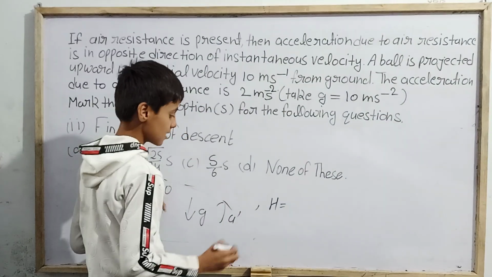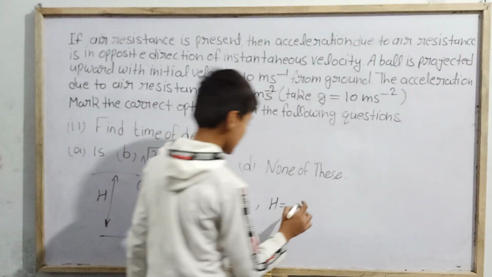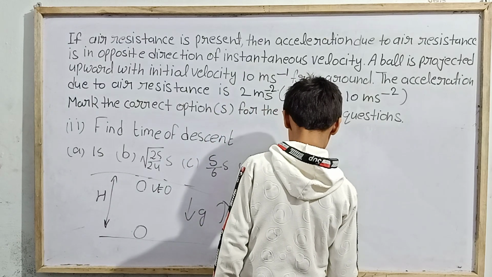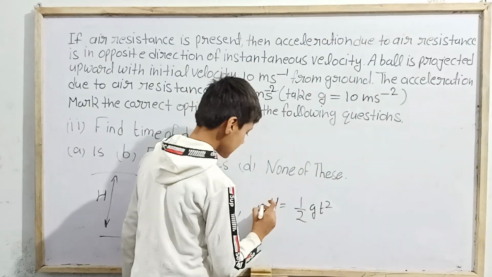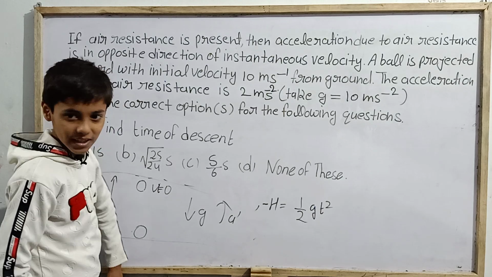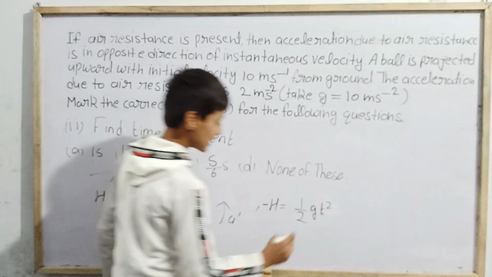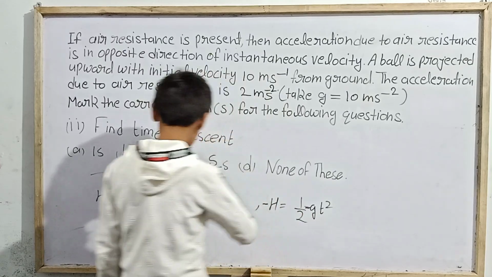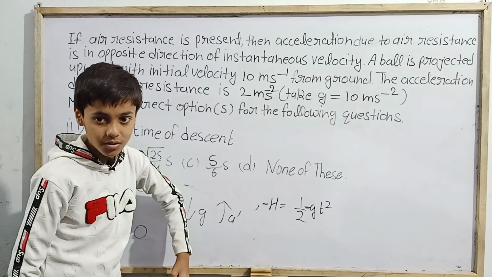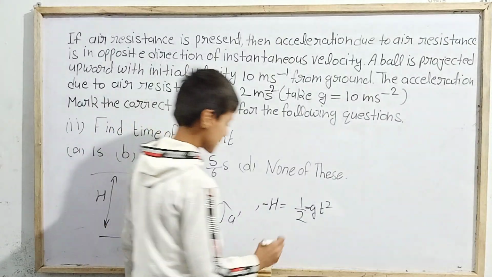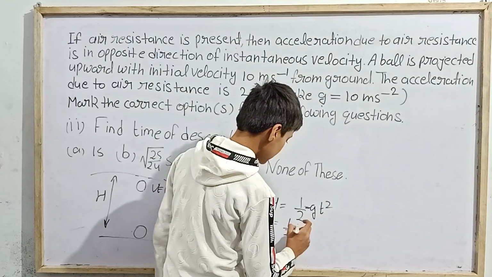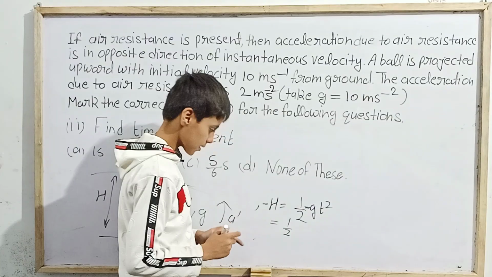Initial velocity is 0. 0 into t is 0, so 0 plus half at square, and since we know half gt square, we can write half gt square, or we can also put minus here. Why minus? Because it is falling downwards, so here also it will be minus if we are using symbols. g is also downwards and h is also downwards, so minus, which is equal to half into 10.